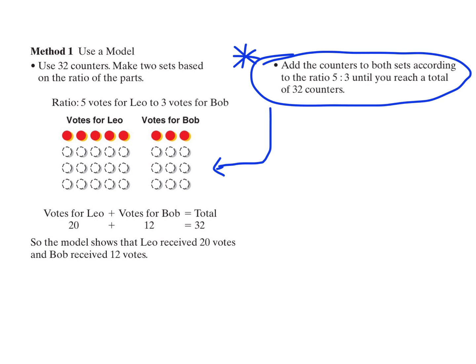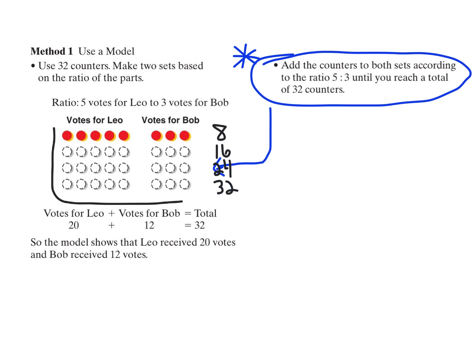We know that there were 32 people, and we know that Leo got 5 votes for every 3 votes that Bob got. So what we can do, like the book mentions over to the side here, is we can just add counters to both sets in this 5-to-3 ratio until we get a total of 32 counters. So if we do 5 and 3, we know that that's 8. Another 5 and 3 would give us another 8, so that'd be a total of 16. Another 5 and 3 would give us 8 more, which is 24. And then another 8 more would give us 32.